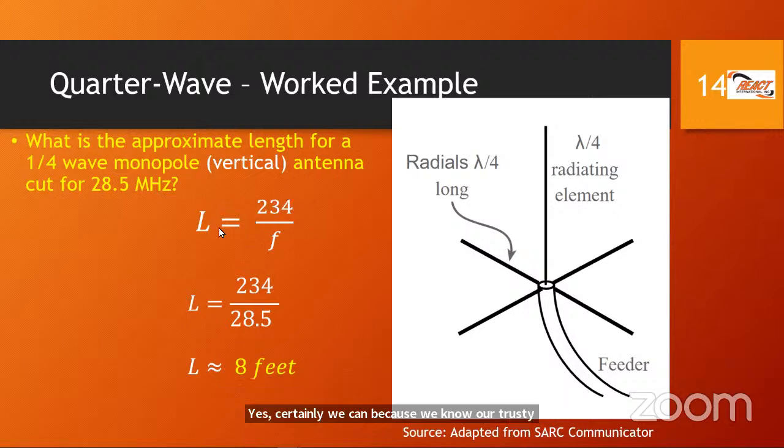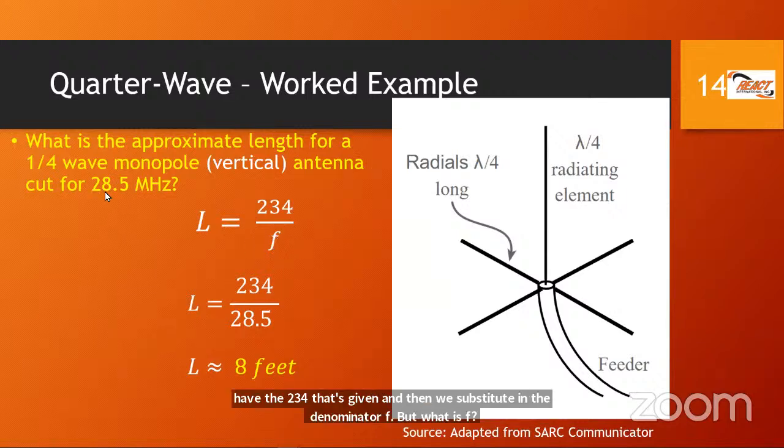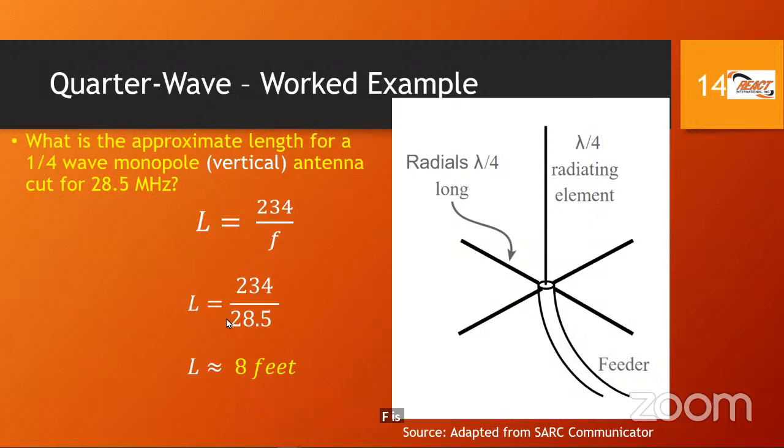What we do is we are trying to calculate L for the length. We have the 234 that's given, and then we substitute in the denominator F. But what is F? F is frequency. They gave it to us, it's 28.5. So that's how we come to this next equation. We substitute into F 28.5, and that's what we do here. And when we use our calculator and divide these two, we will get approximately 8 feet. We encourage you to pull out your calculator and just run this calculation to convince yourself that this is the right answer.